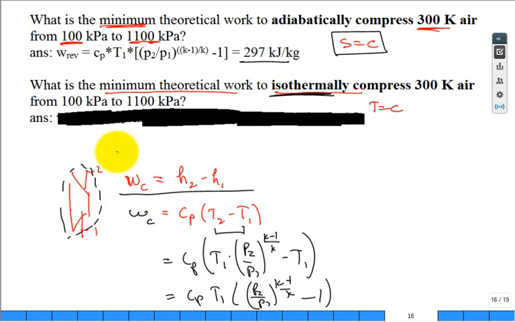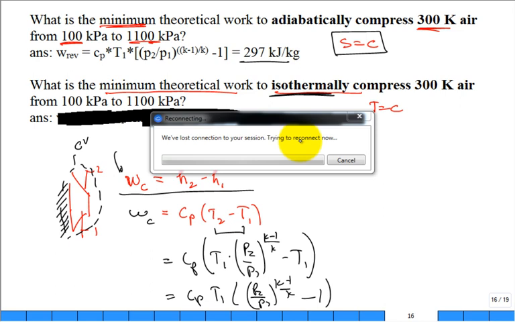That equation comes from a CV around this whole thing, and this one had these hash marks. What do the hash marks indicate? No heat transfer. If I start to compress it, it wants to heat up. If I'm going to keep it isothermal, guess what I have to do? Throw some heat out. There's a couple ways of doing this. You could look at it from the second law analysis.